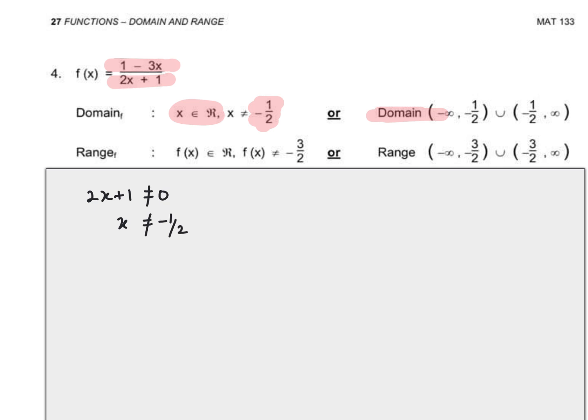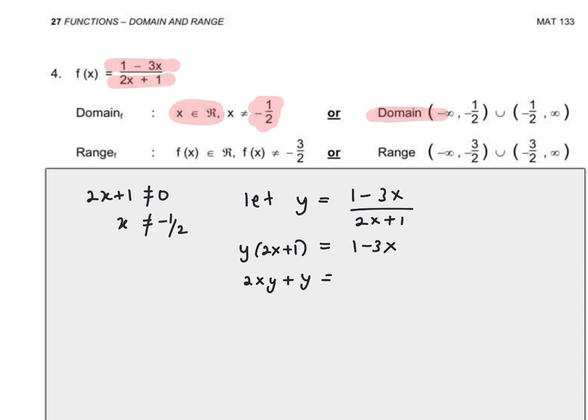For the range, it was stated before that the range of the function f is equivalent to the domain of its inverse. So maybe for this equation, we can find the inverse first. Just like this, y equals 1 minus 3x over 2x plus 1. So we need to move this times with y, and expand this to xy and y.